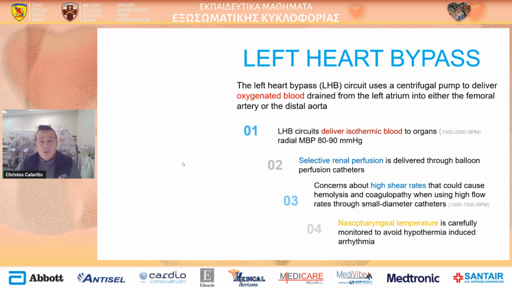Selective renal perfusion is delivered through balloon perfusion catheters, and concerns about high shear stress rates that could cause hemolysis and coagulopathy when using high flow rates is definitely a concern about this technique. And the nasopharyngeal temperature is carefully monitored to avoid hypothermia-induced arrhythmia.